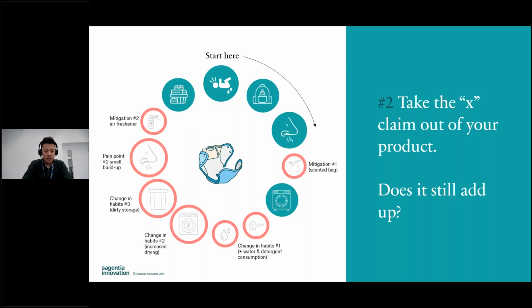If you think about the use cycle of this, and we start at the top at 12 o'clock, your baby would go for a poo or a wee. You need to get out your changing bag, you need to change them, and there's a smell. There's no difference to if you're using a disposable or a reusable. But at that point, when you assess the life cycle of a reusable, there are things that start to change: mitigations, changes in habits, pain points that you wouldn't have with a disposable diaper. So the first thing is the smell. These things, you're not throwing them away, you have to put them in your bag.